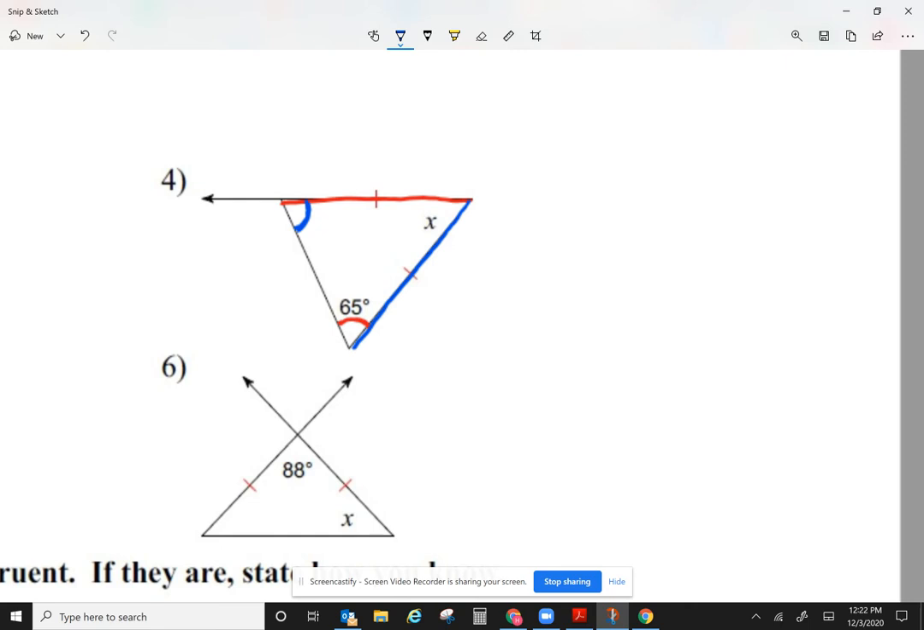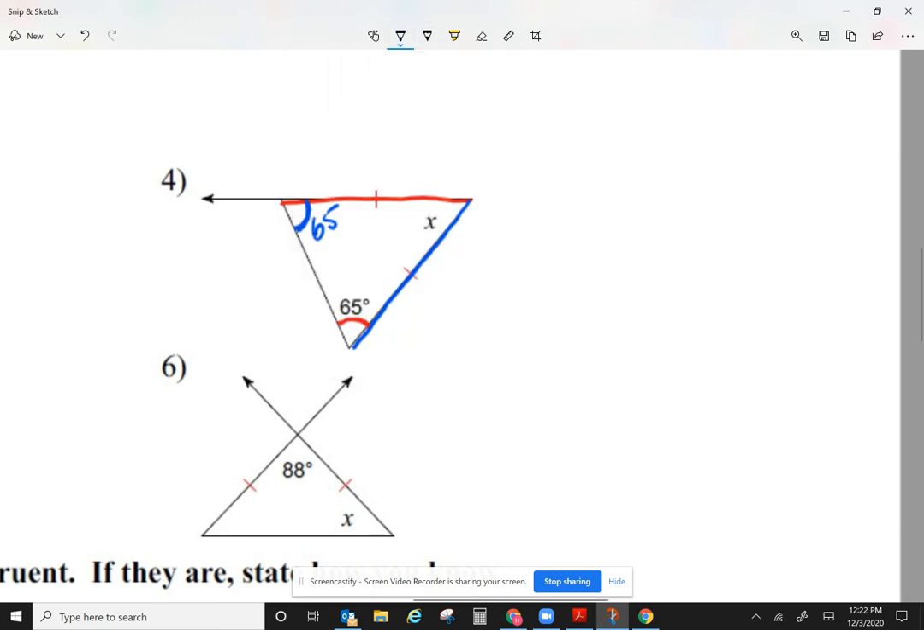Unfortunately, x is neither of those two angles that I marked. The blue angle, I don't see anything there, but since the red and the blue sides are equal, then the red and the blue angles are equal. So I'm going to say the blue angle, I don't see anything. However, I know it's 65. Remember, those two angles are equal.